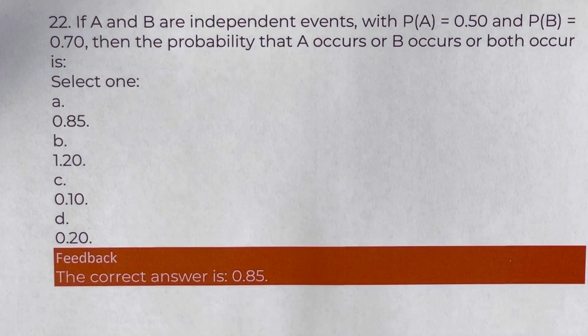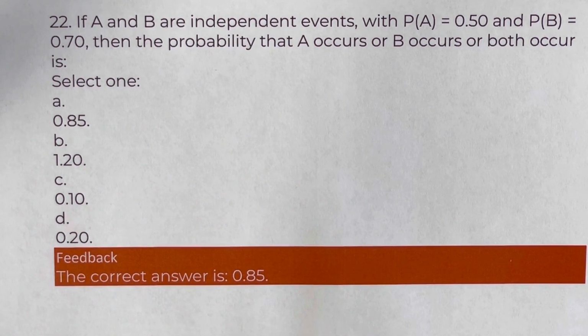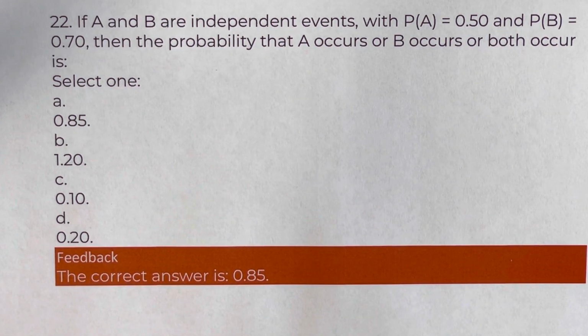Have to admit, this one made me think twice as well. If A and B are independent events with probability of A 0.5 and probability of B 0.7, then the probability that A occurs or B occurs or both occur is, and then you've got to select something.